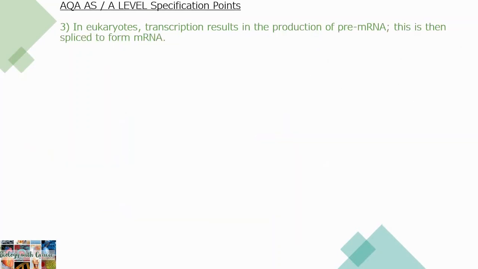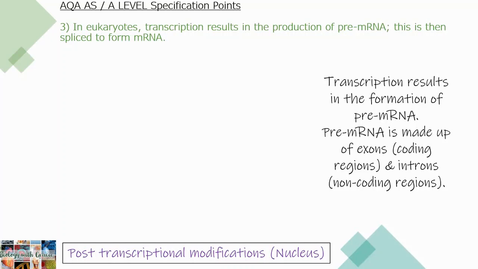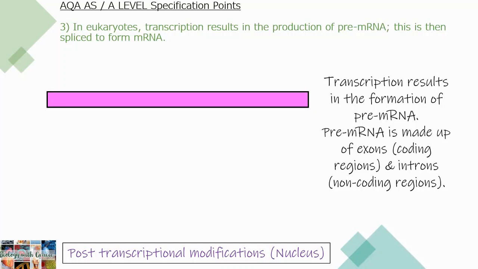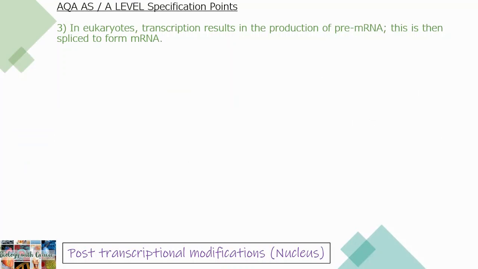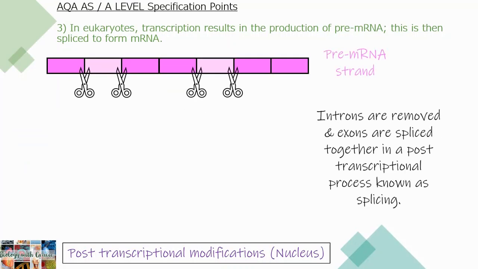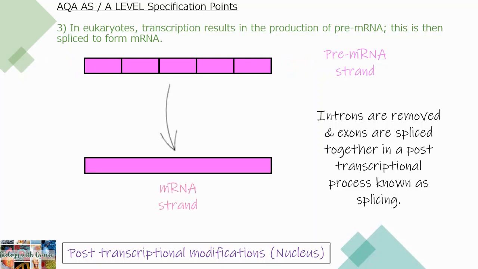In eukaryotes, there are actually post-transcriptional modifications which occur to the pre-mRNA strand produced. Transcription results in the formation of the pre-mRNA, and pre-mRNA is made up of exons and introns. Exons are coding regions, whereas introns are non-coding regions. Since introns are non-coding, they are removed and exons are spliced together in a post-transcriptional process known as splicing. And then you get the formation of your final mRNA strand.